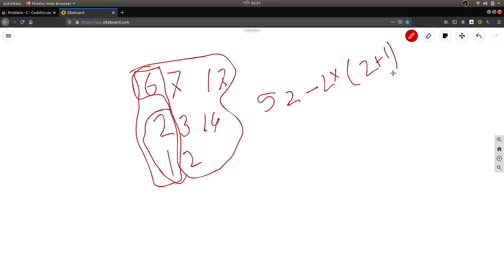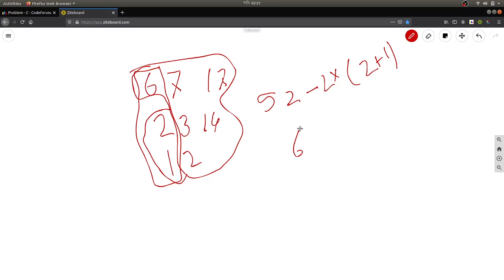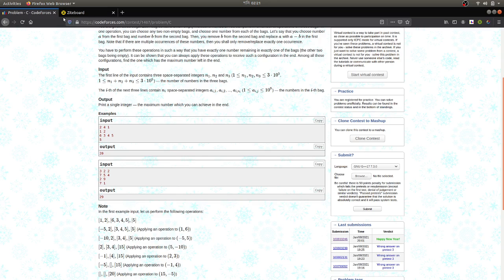Now what we can see is that there is another way to do this. Like the first solution. 1 2, 1 2 6, 3, 4 5 and 5.